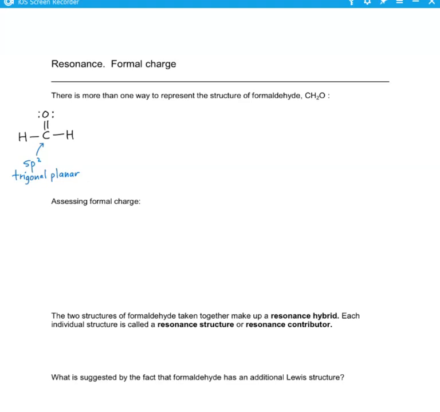And so we redrew the structure to try to reflect that trigonal planar geometry and the appropriate bond angles. Now the bond angles around a trigonal planar atom would be roughly 120 degrees. So we redraw the compound to try to approximate that. But that's not what I mean by saying that there's more than one way to represent the structure.